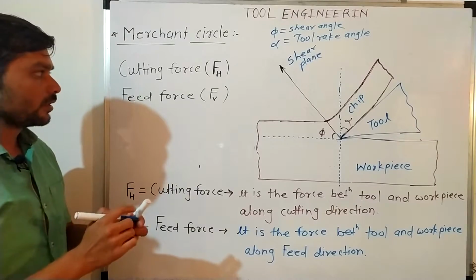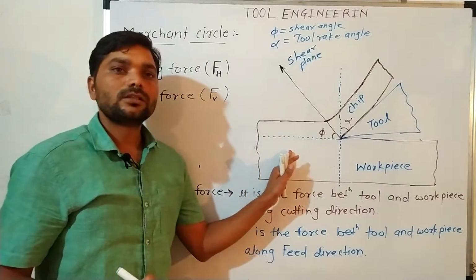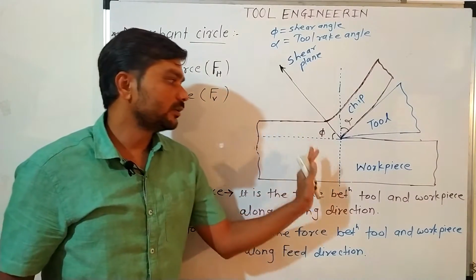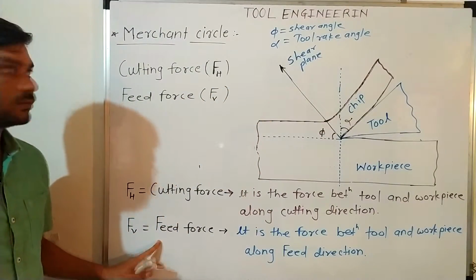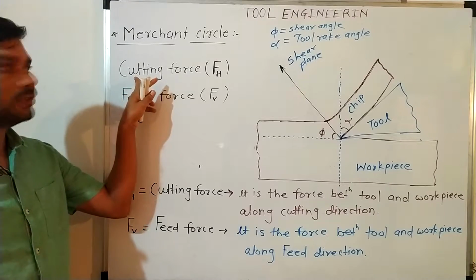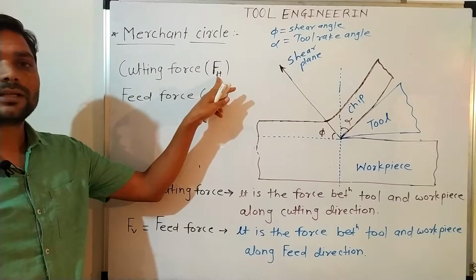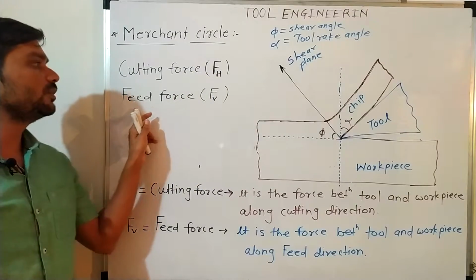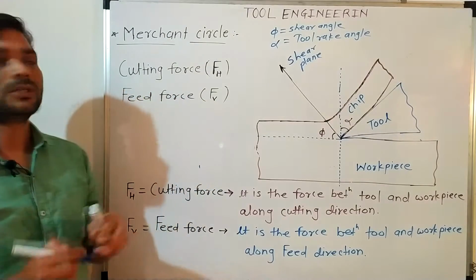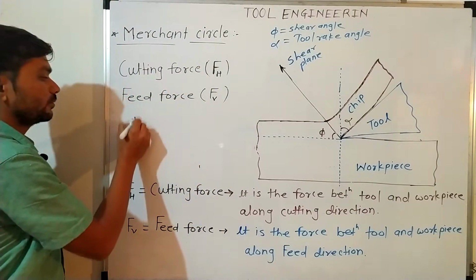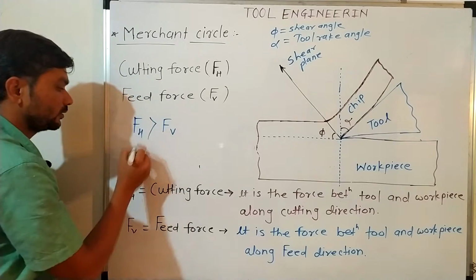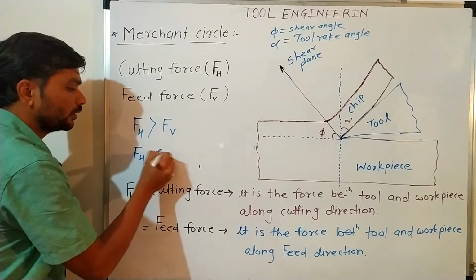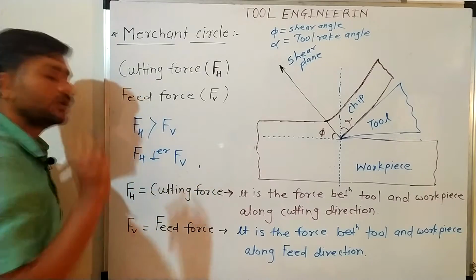First of all we will discuss the two sets of forces which act during the machining process. The first force is cutting force and the second force is feed force. The cutting force is indicated by FH, and the feed force is indicated by FV. Generally this cutting force is greater than the feed force, and the cutting force is also perpendicular to the feed force.